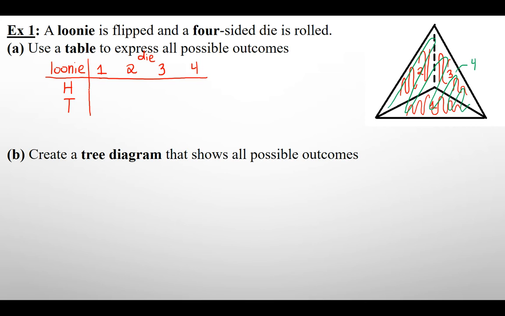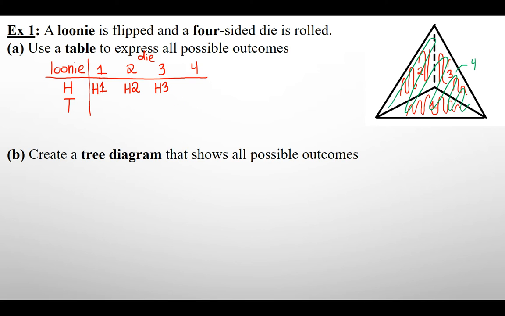Now, what I'm going to do is combine the rows of the table. The rows of the table go horizontally across, along with the columns that go vertically. And you can just combine the different letters and numbers together. So one possibility is you could flip heads and get the number 1 on the die. Another possibility is you could flip heads and get the number 2 on the die. A third possibility is you could flip heads and get a 3 on the die.